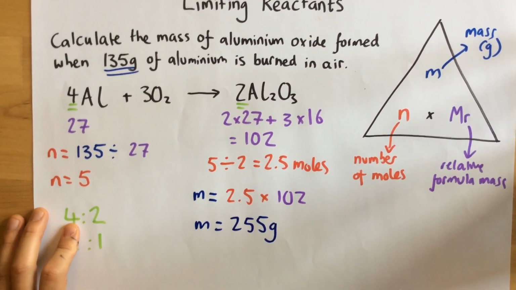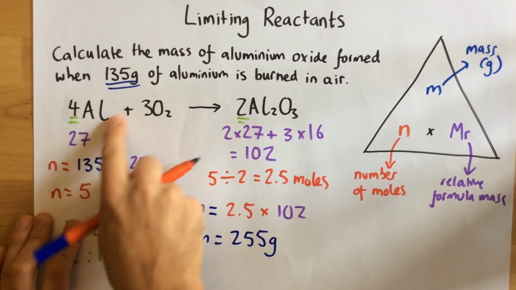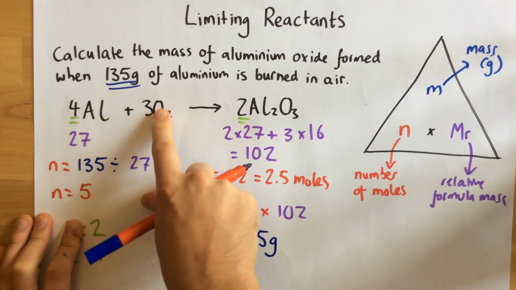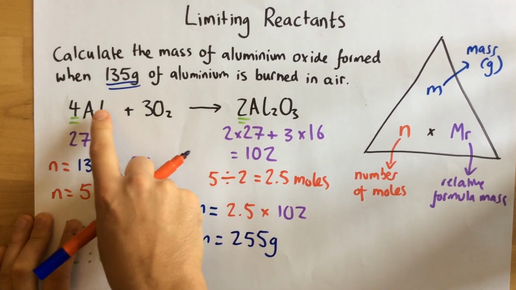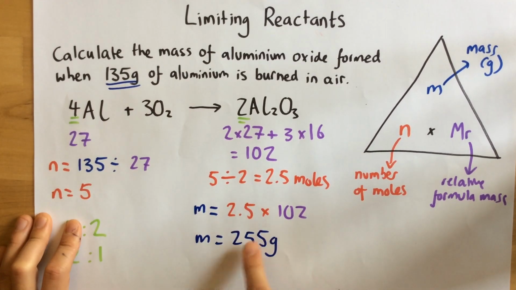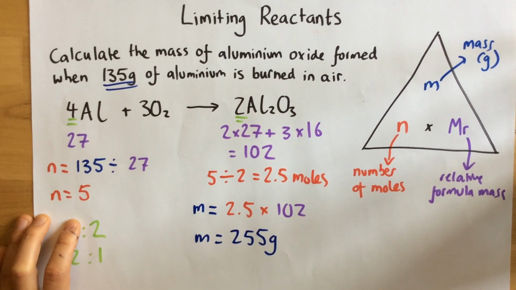So what I've done there is find, based on my limiting reactant, because I had a finite amount of it, which reacted with oxygen in the air. For every 135 grams of aluminium that reacts, I'm going to produce 255 grams of aluminium oxide.